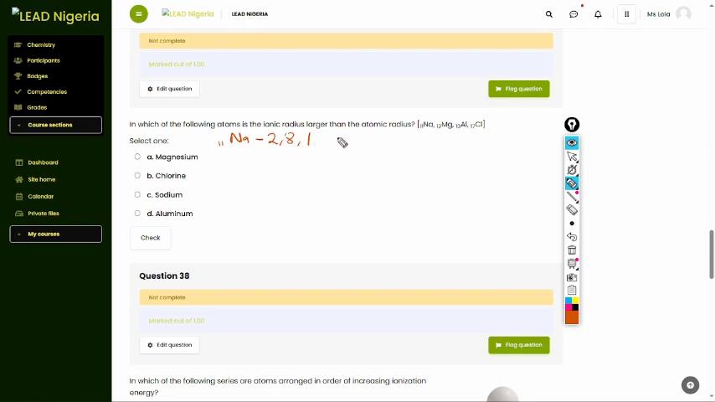So when sodium forms an ion, it would lose 1 electron to form +1, and then the configuration becomes 2, 8, so it loses this 1 electron. For magnesium, the atomic number is 12, so the configuration is 2, 8, 2. Now when magnesium forms an ion, it loses these 2 electrons on the outermost shell to form +2 or 2+, so the configuration becomes 2, 8.